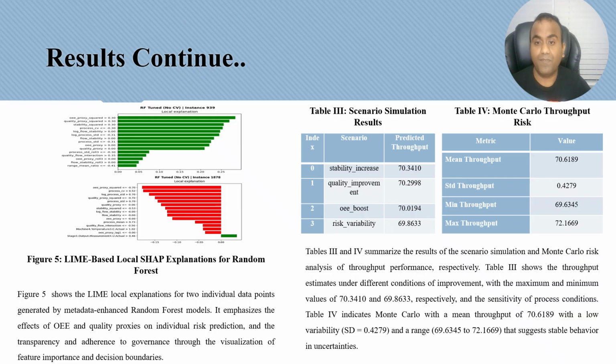All these things you can see in Table 3 and Table 4, for scenario simulation versus Monte Carlo throughput risk: mean throughput, standard throughput, minimum throughput, and maximum throughput for the Monte Carlo risk. On the right side, it is 70.61 mean, 0.42 for standard throughput, 69.63 is the minimum throughput, and the maximum throughput is 72.166. So on average, it's 70.61 as the mean.